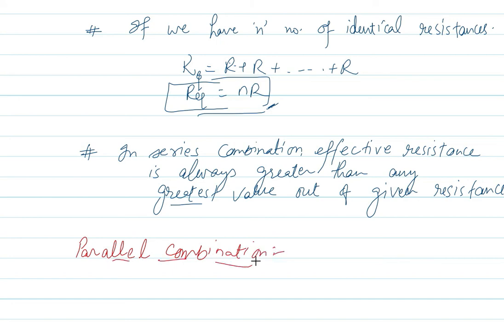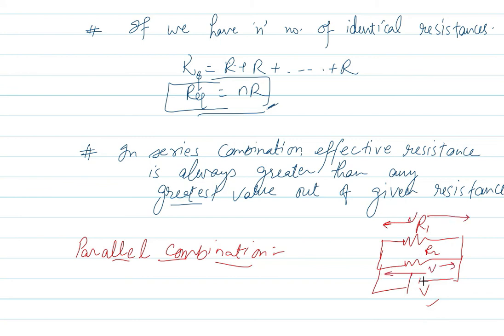So parallel combination. In parallel combination we have a number of resistances connected like this. Let's start from only two resistances, R1 and R2. These are connected to a battery like this, suppose. So in this case the potential difference we have applied with this battery remains same across both the resistances, right? So potential difference across both the resistances is same.